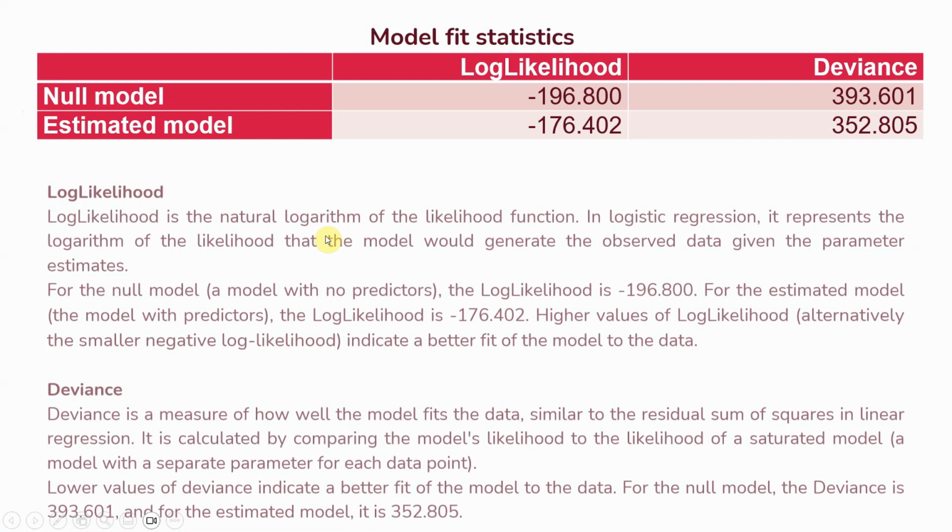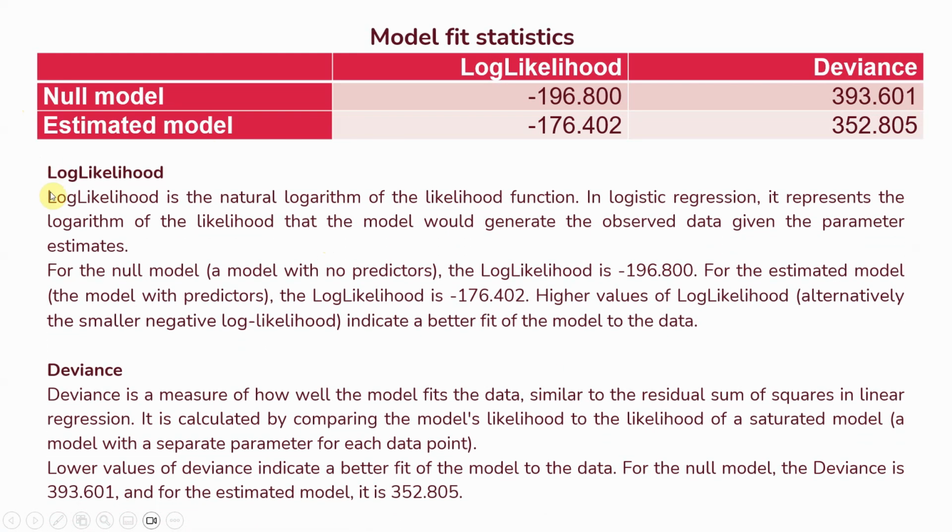Now, here are our results. Log likelihood is the natural logarithm of the likelihood function. In logistic regression, it represents the logarithm of the likelihood that the model would generate the observed data given the parameter estimates. What it does is estimate whether there has been an improvement in the model from the one with no predictors to the one that has predictors.